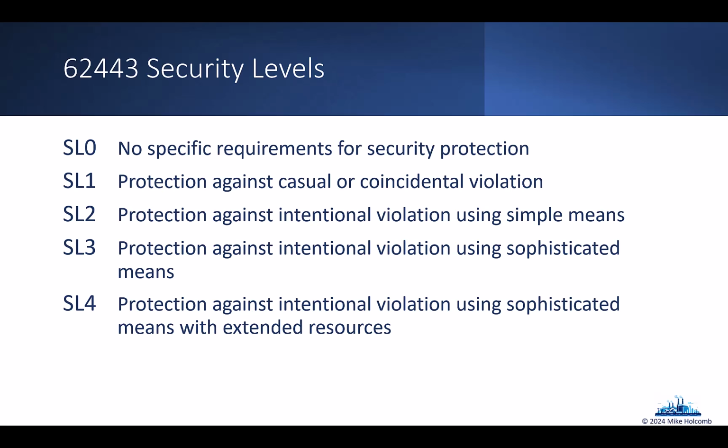Now, security level 2, that's where we want to protect against not just employees doing stupid things, but against intentional violation. So that's where we're protecting against attackers. And then the difference between security level 2 and security level 3 is that we're protecting against intentional violation using simple means versus sophisticated means. So the way I usually approach this in general is that at a basic minimum, we want to protect the environment against simple means, which for me means just about every ransomware operator out there. That's the main focus these days.